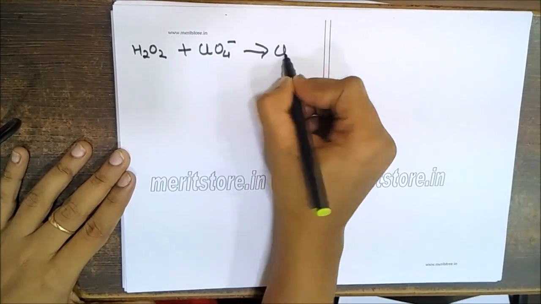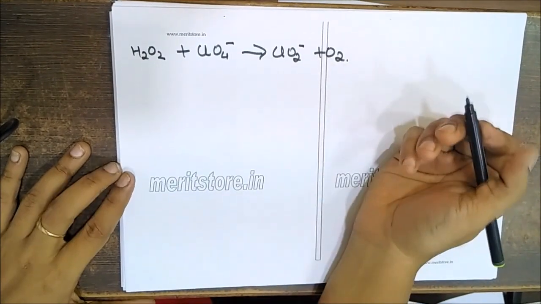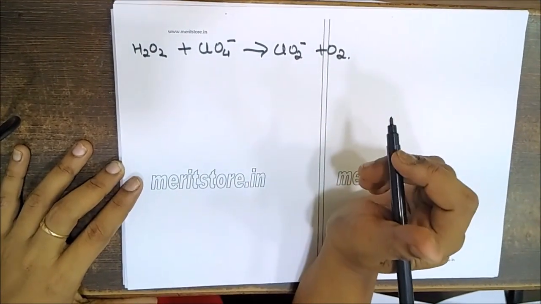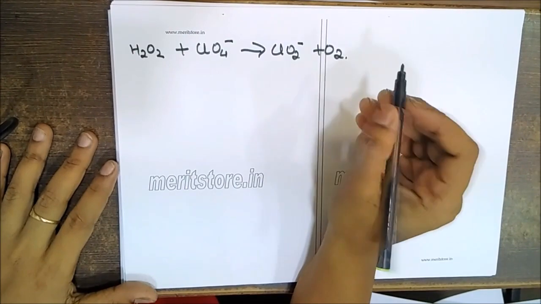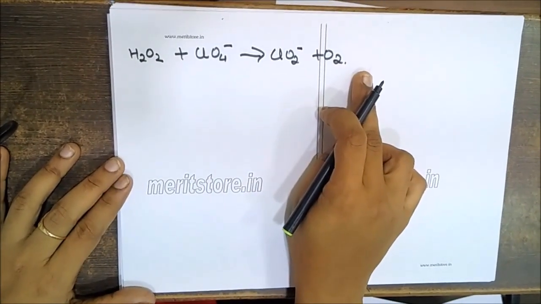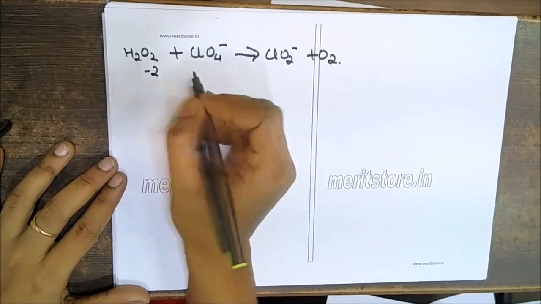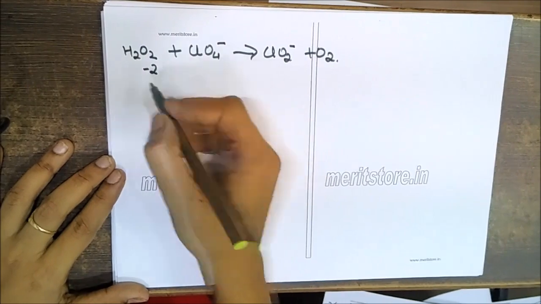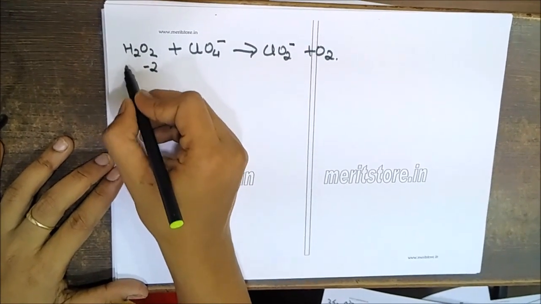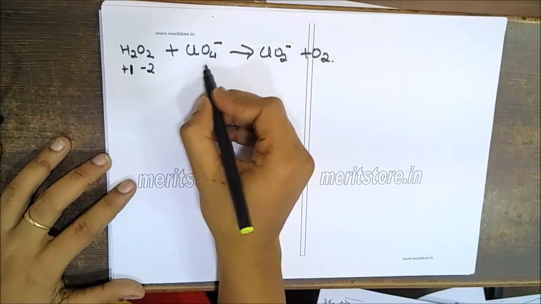H2O2, ClO4- forming ClO2- plus O2. Now it's given that this reaction is happening in the basic medium. So step 1 says that you have to write the unbalanced reaction and assign oxidation number to each atom. We know the oxidation number of oxygen is -2, -2 into 2 is -4, and the oxidation number of hydrogen is +1.